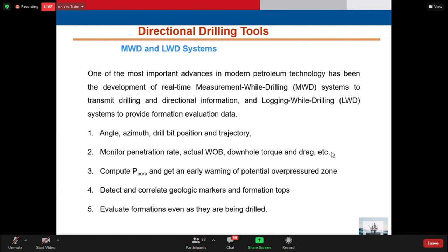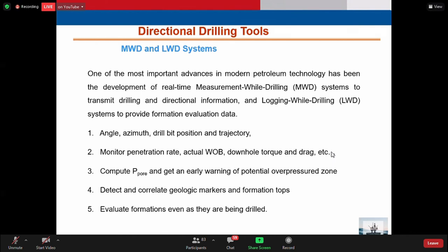MWD provides angle measurement, azimuth measurement, drill bit position and well bit position. Also, it allows monitoring of the rate of penetration, and measuring the actual weight on the bit. Also, it allows monitoring the downhole pressure. All this data is transferred in real time. It is really great and important for monitoring the efficiency and the drilling operation. Also, it can compute the pore pressure.